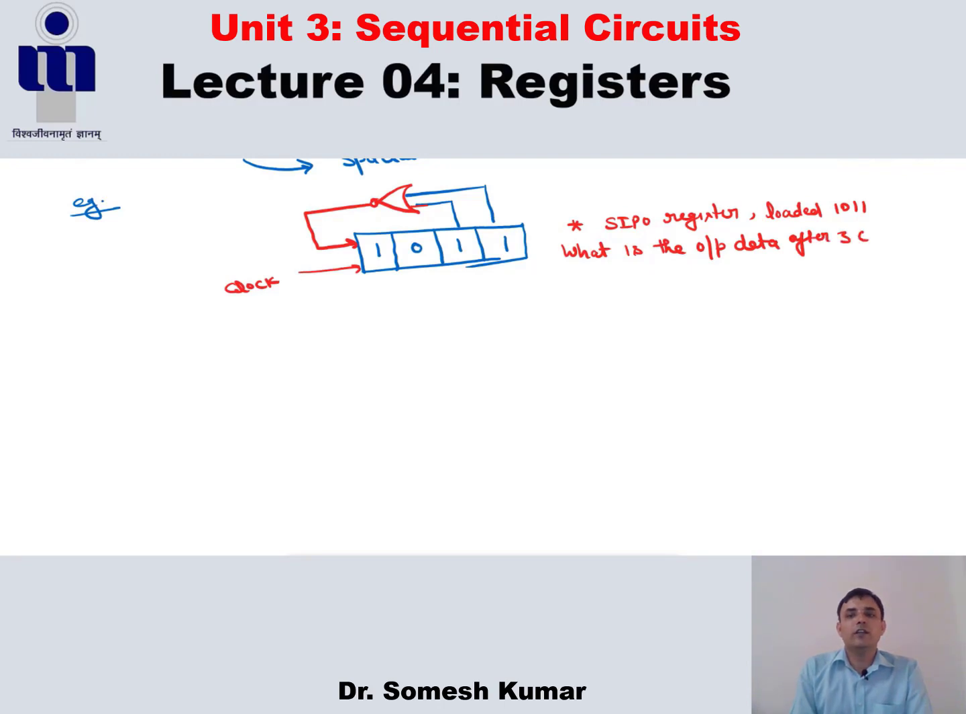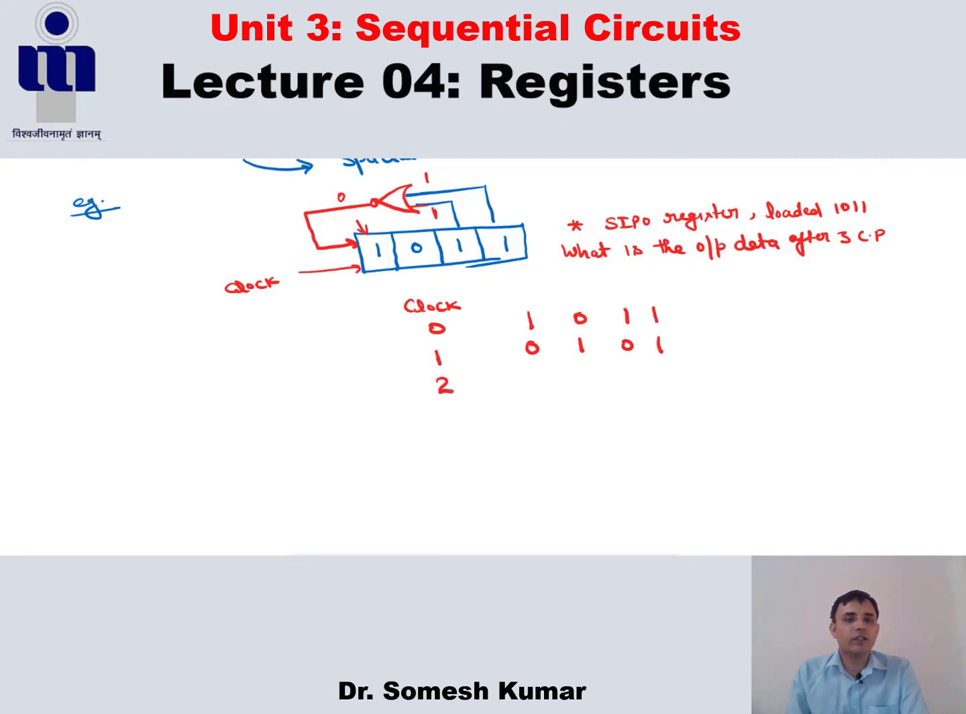Initially it is loaded with 1011, so this is clock 0. In the next clock, clock 1, this 1 and 1 are given to the NOR gate. What will be the output here? 1 and 1 given to the node, NOR gives 0. Next, this 0 comes here, and this 1 is shifted to the next. This 1, this 0, 1.